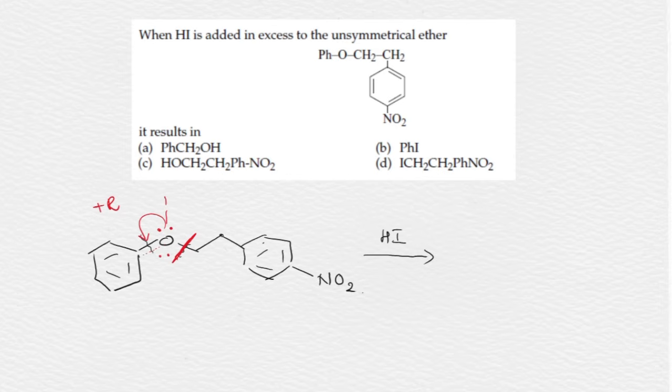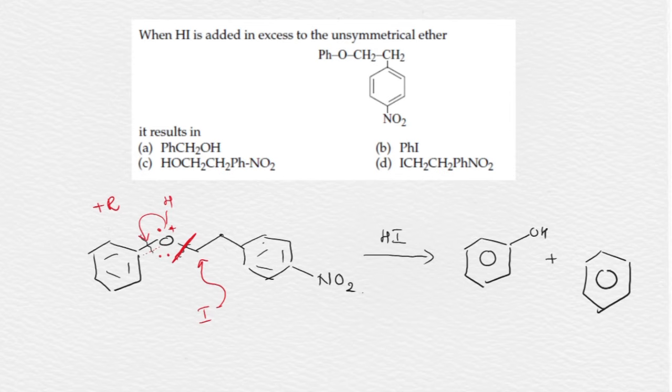Once this ether gets protonated over here, the bond will break and the iodide will attack over here through SN2 mechanism. Therefore, you are going to get a phenol. Remember, whenever there is an aryl alkyl ether, one of the products will always be a phenol as the bond breaks here. And what will be the other product? You can see that the benzene ring will remain as it is. There is nothing change with respect to nitro. And what about here? CH2, CH2, iodine like this.